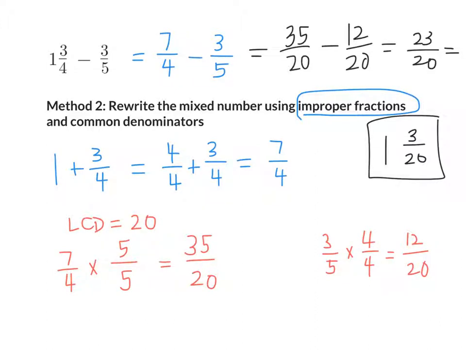Did we get the same answer using method 1 and method 2? Yes. There are some times when method 1 will be easier, and there are some times when method 2 will be easier. There are some times when method 2 will be very complicated, and then you should switch to method 1. There's sometimes when method 1 will be very complicated, and you should switch to method 2. Does that make sense?